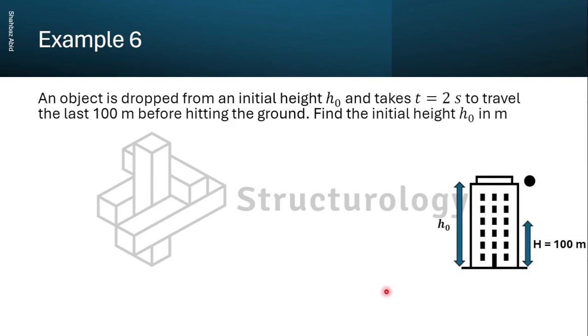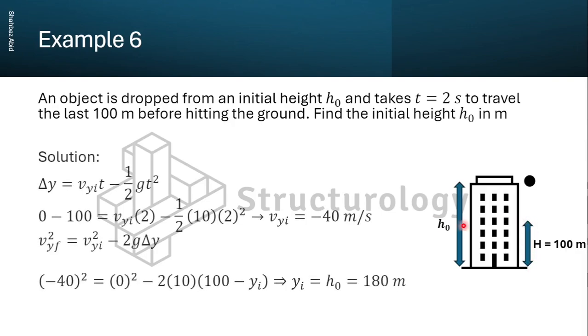Let's see example 6. An object is dropped from an initial height h0 and takes 2 seconds to travel the last 100 meters before hitting the ground. Find the initial height h0 in meters. So for the last 100 meters, they gave us the time it takes to travel this 100 meters, and we can use this information to give us the initial velocity of this interval, which is 100 meters.